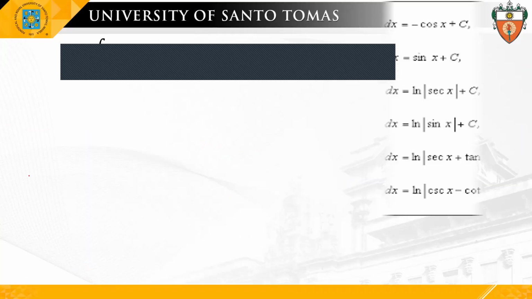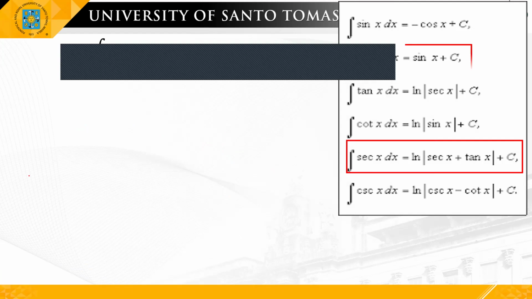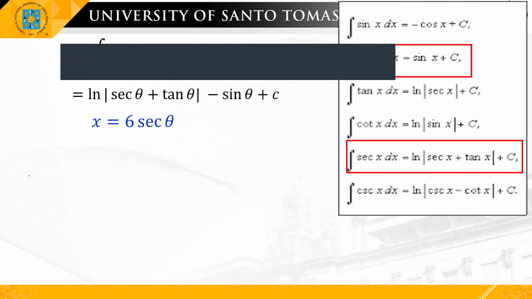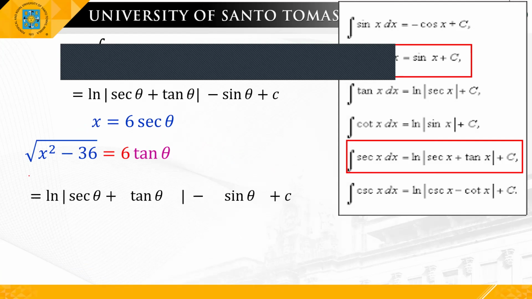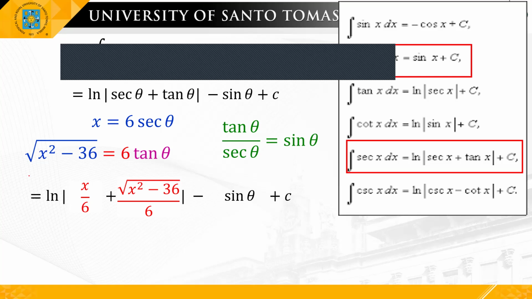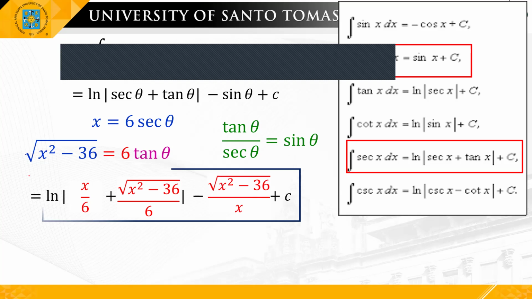Tapos, meron tayo nito. Ayan, we can make use of this formula and this formula. So, it leaves us with this one. Since we have x equal to 6 secant theta and this equal to 6 tan theta, secant theta will be x over 6. This is the radical over 6. Sin theta is, again, that will be the radical over x plus c. So that's it. That's our final answer. Yung ginawa lang natin kanina, kinumbay natin tong similar fractions.